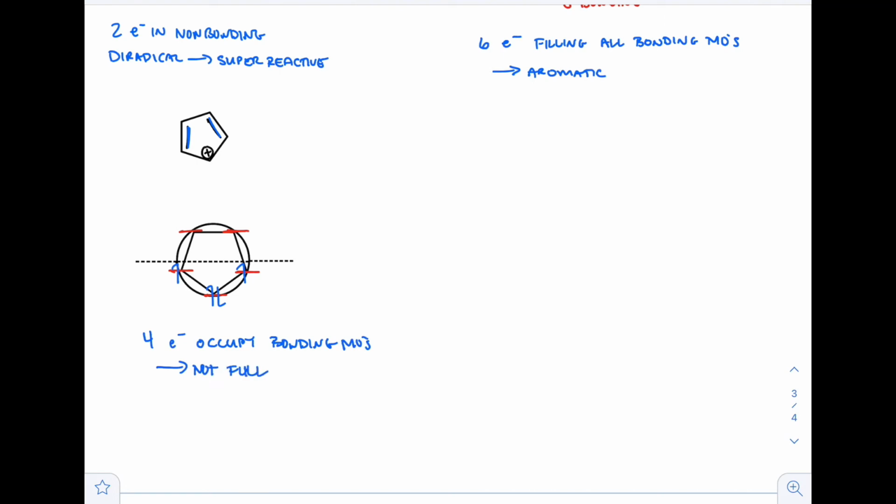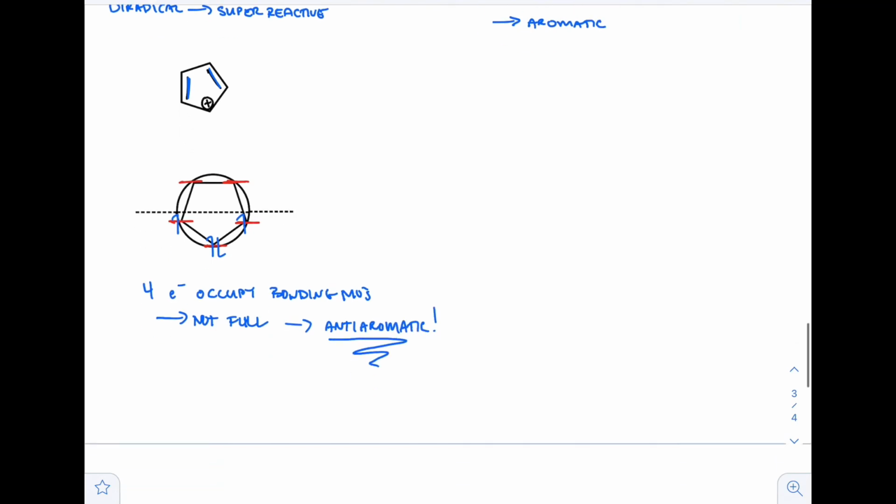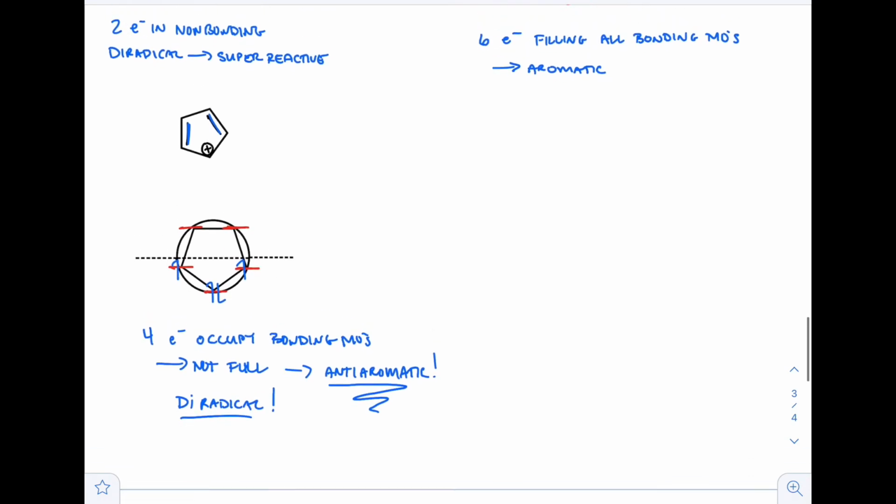So this is anti-aromatic as well, because by definition it has 4n pi electrons, and using molecular orbital theory, we explain why it's so unstable, because it's got unpaired electrons. Fancy, right? I like it. I love it. I want some more of it.